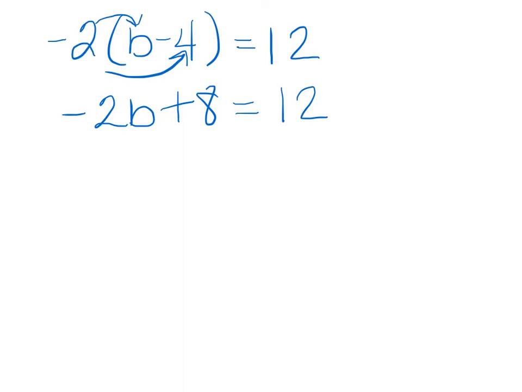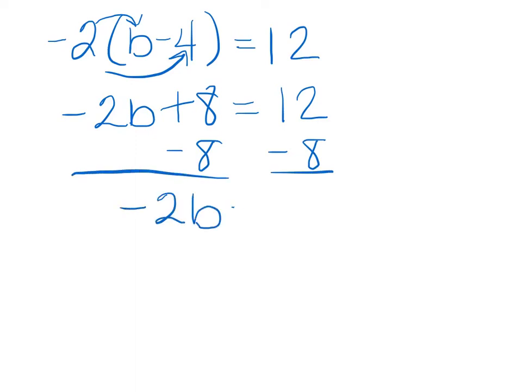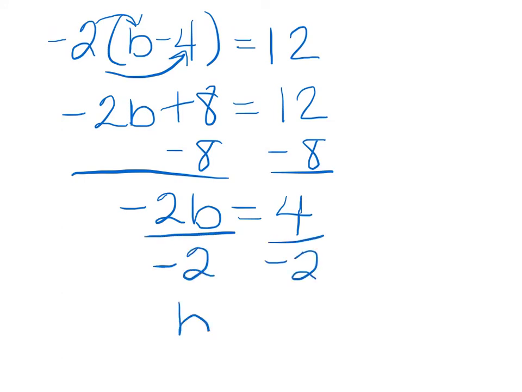Now we can start solving for our B. So we're going to subtract 8 on both sides. And we're going to be left with negative 2b equals 4. Because 12 minus 8 equals 4. Then we're going to divide by negative 2 on both sides. And b equals negative 2. Because negative 2 times negative 2 gives us a positive 4.